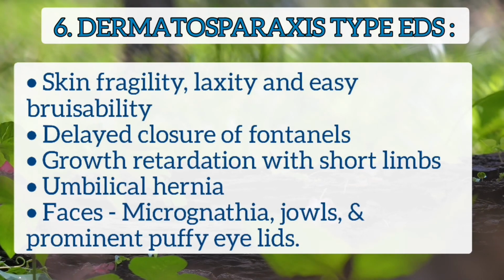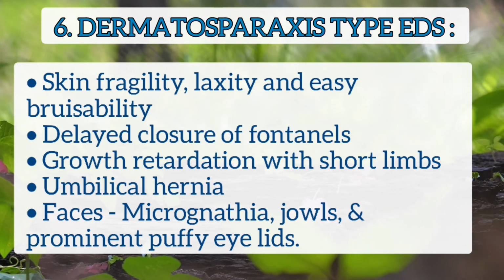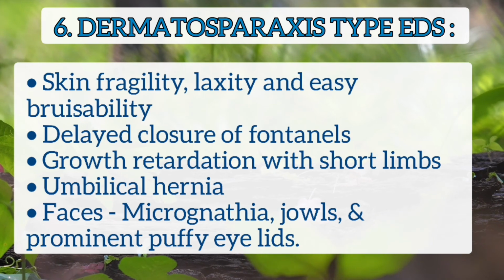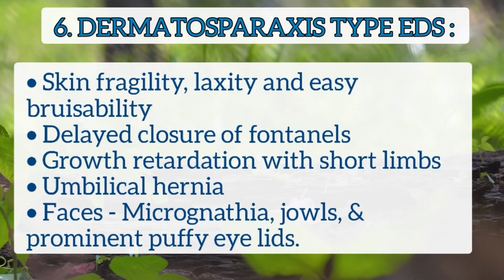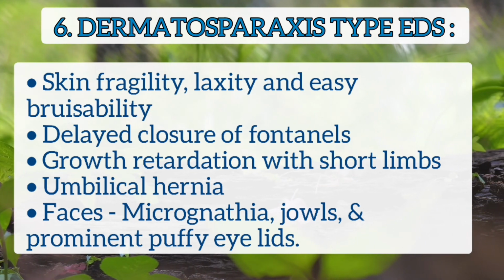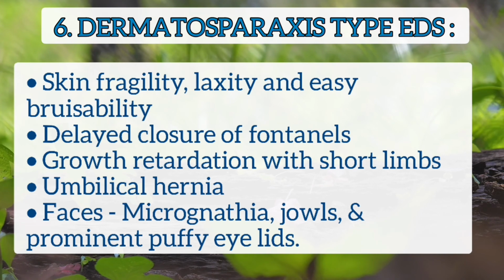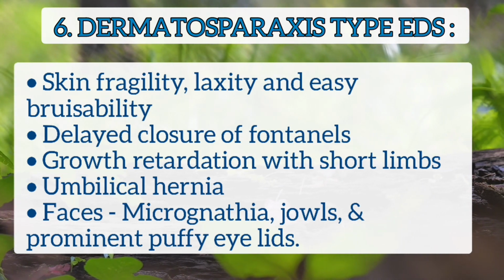The sixth one is the dermatosparaxis type Ehlers-Danlos syndrome. In this, there is skin fragility, laxity, and easy bruisability. There is history of delayed closure of fontanelles. There is growth retardation with short limbs. There is also umbilical hernia. The patient has specific faces including micrognathia, jowls, and prominent puffy eyelids.